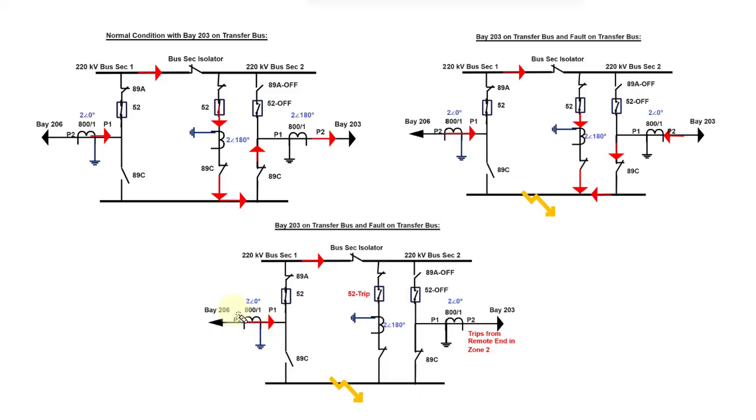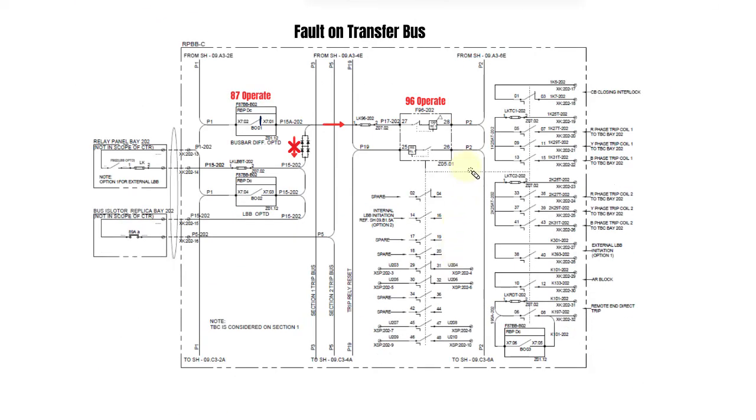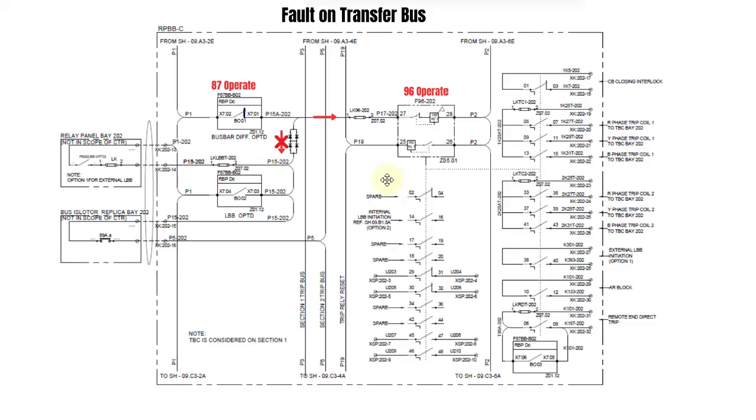At the same time, if the LBB of this transfer bus coupler relay operates, then the entire main bus, or the bus section to which the transfer bus is connected, should operate. To satisfy both of these conditions, we have to use the diodes over here. This is the scheme of the transfer bus, and how it should operate.